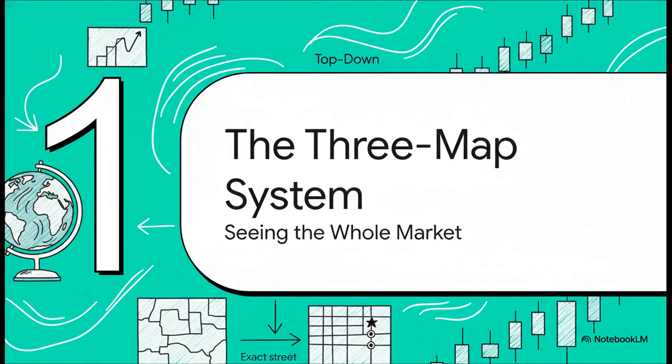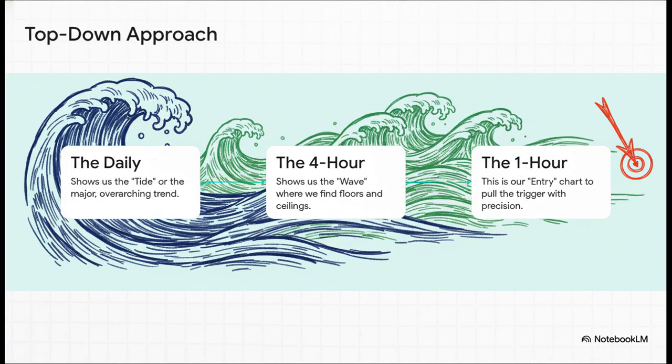Now, I want you to think of it like using 3 different maps to navigate a journey. First, you've got the global map to see the continent you're on. Then a regional map for the state. And finally, a local street map to find the exact address. See? Each layer gives us more crucial, more detailed information. So here are our 3 maps for trading.